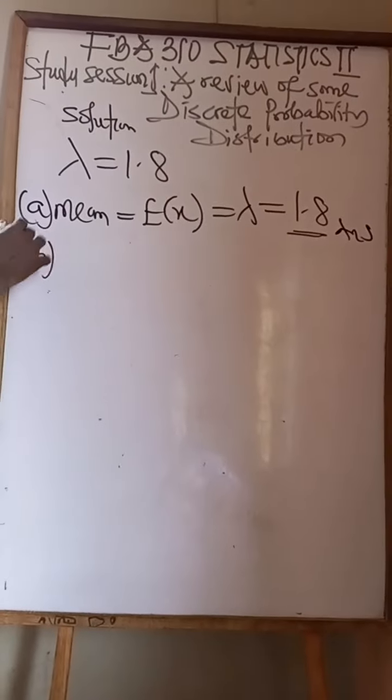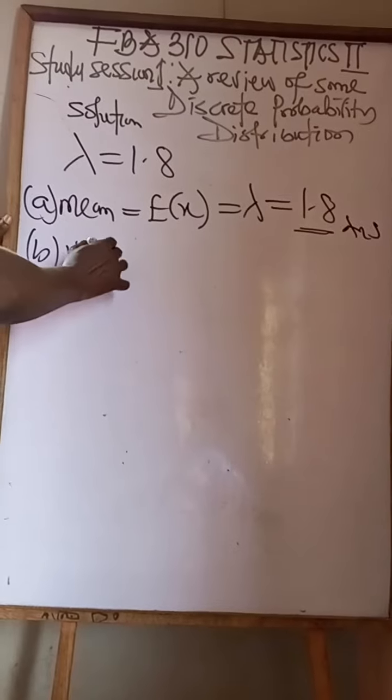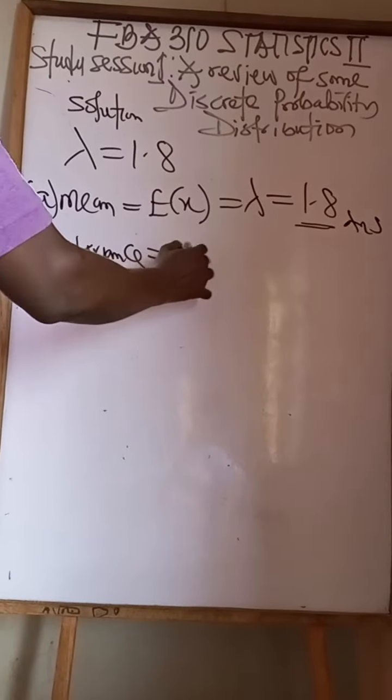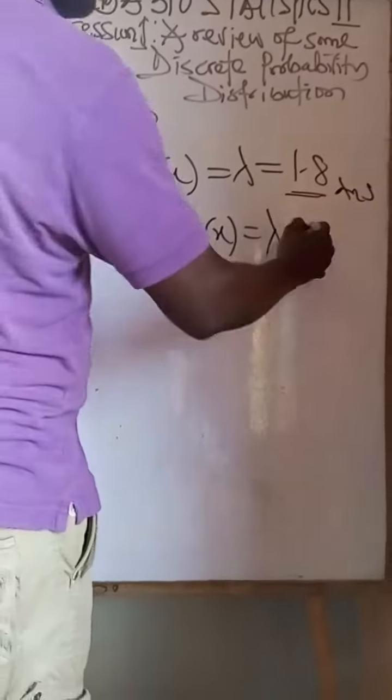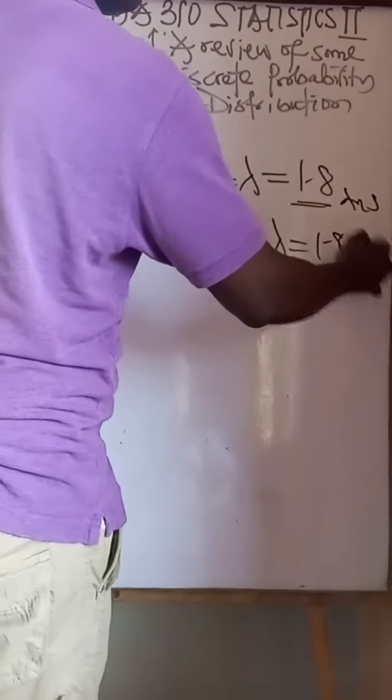Then B, we're asked to find what? The variance. The variance, which has the symbol Var(x), also equals lambda. And what's our lambda? Lambda is 1.8.